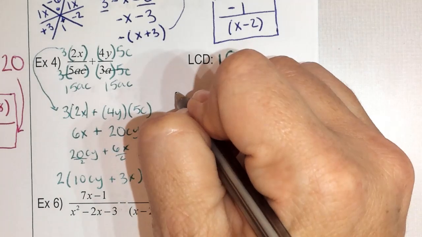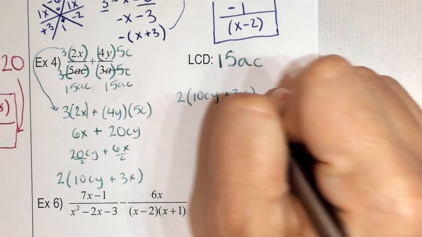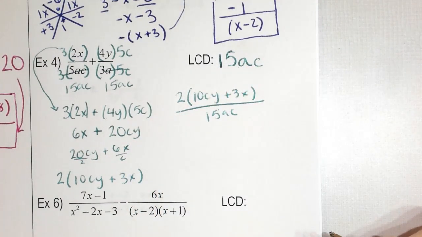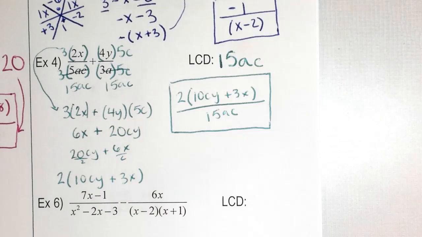So now we rewrite it. 2 parentheses 10cy plus 3x over 15ac. Does it simplify? Does 2 over 15 simplify? No, so this is my answer. But I'm going to ask you something.